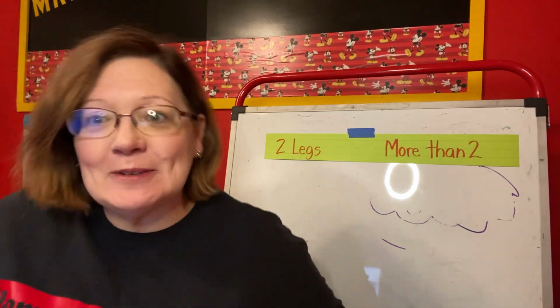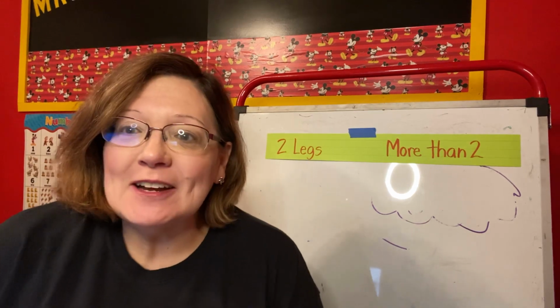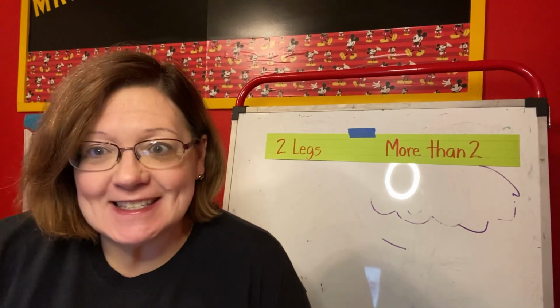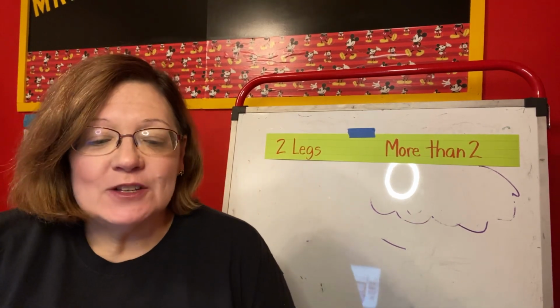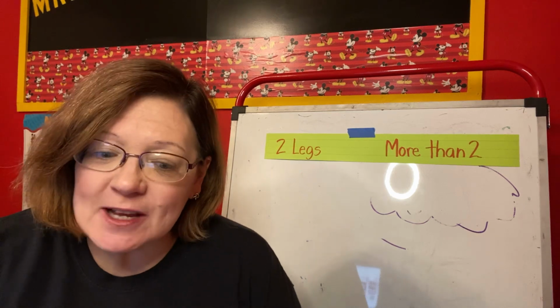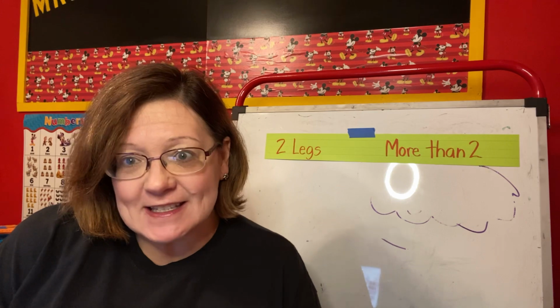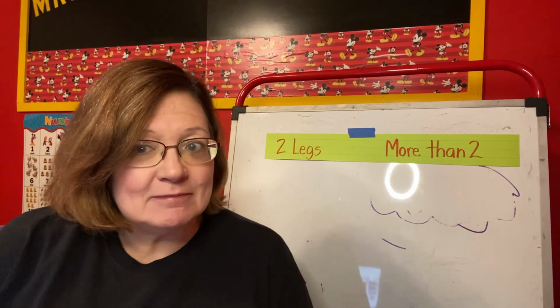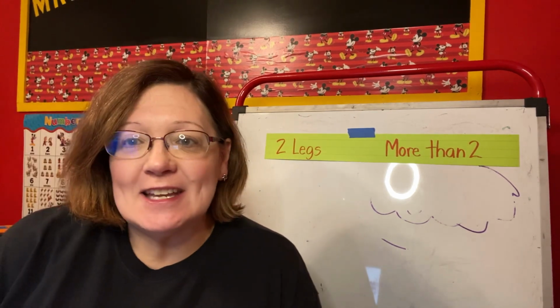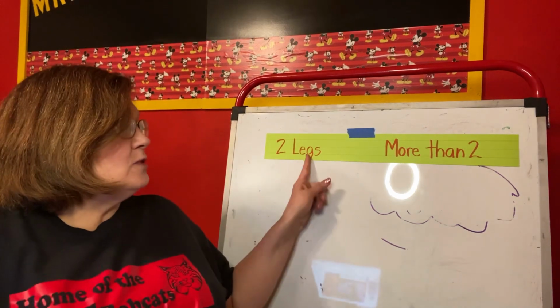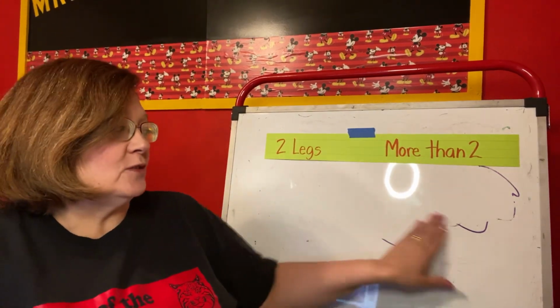You know, that's what we do in pre-K. We're talking about more or less, okay? So I'm going to be showing you some pictures and we're going to count the legs of some animals and maybe some people to see if they have 2 legs or more than 2.